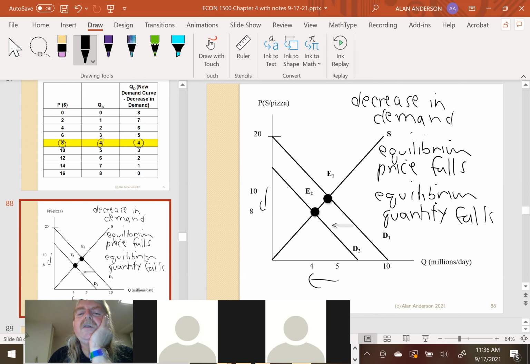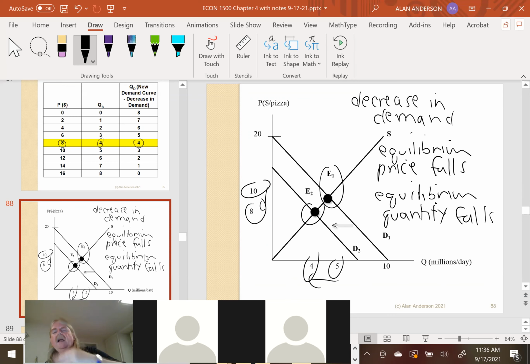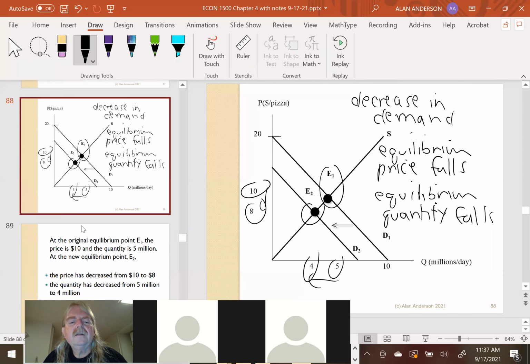Okay, you can tell we went from $10 and 5 million pizzas to only $8 and only 4 million pizzas. And this is just exactly the opposite of what we saw when the demand increased. And you might remember before, I did mention that a decrease will typically be illustrated by a shift of a curve to the left. And that's what we're seeing here. Very good.